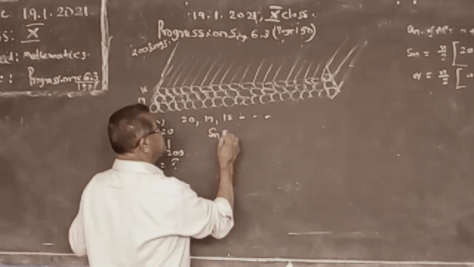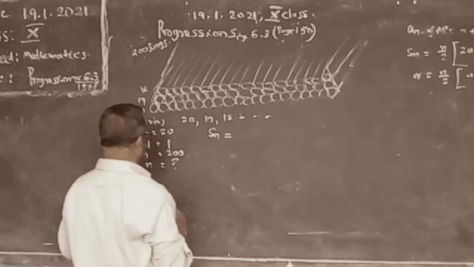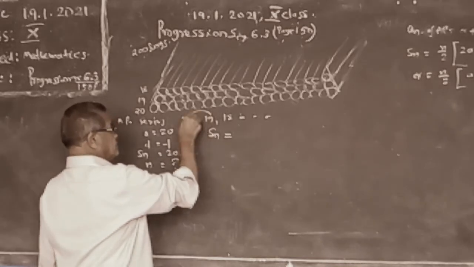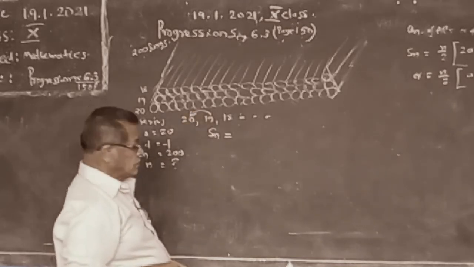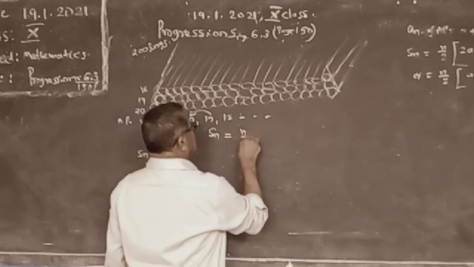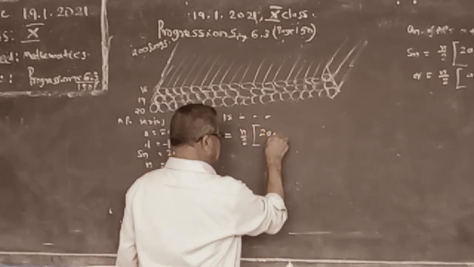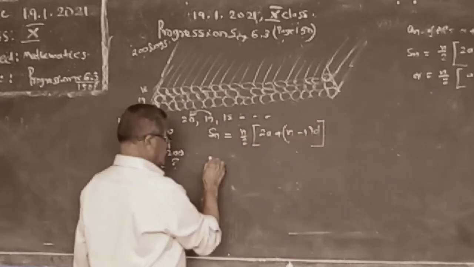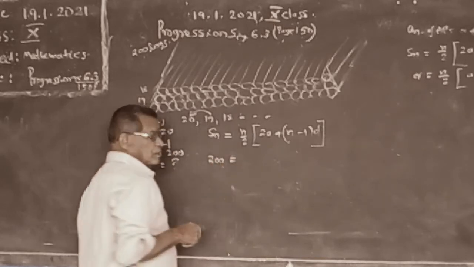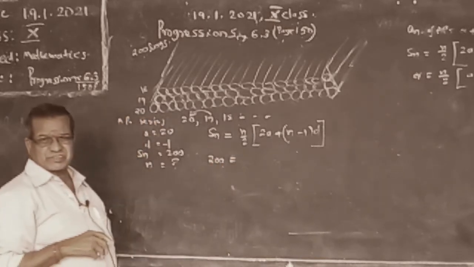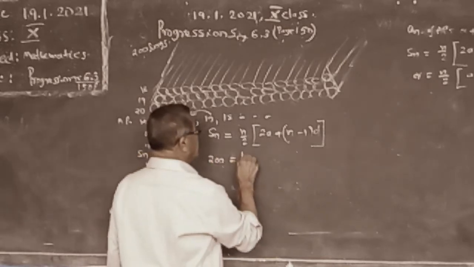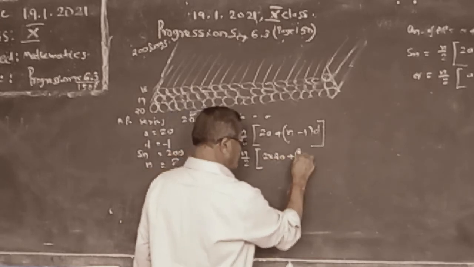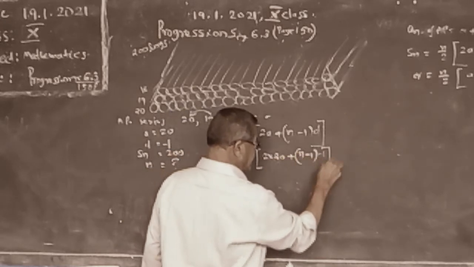Sn is equal to... d is minus 1 because it is decreasing order, descending order. Sn is equal to n by 2 of 2a plus n minus 1 of d. The sum of the total number of blocks is given as 200. n we don't know. n by 2, 2a, where a value is 20, n minus 1, d value minus 1.